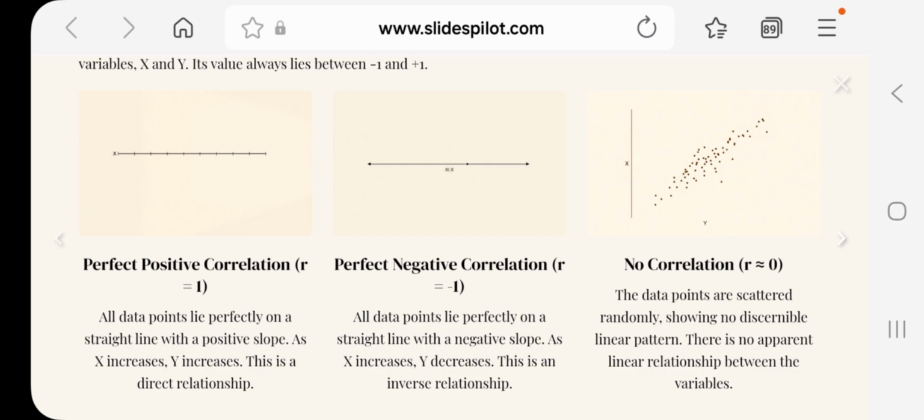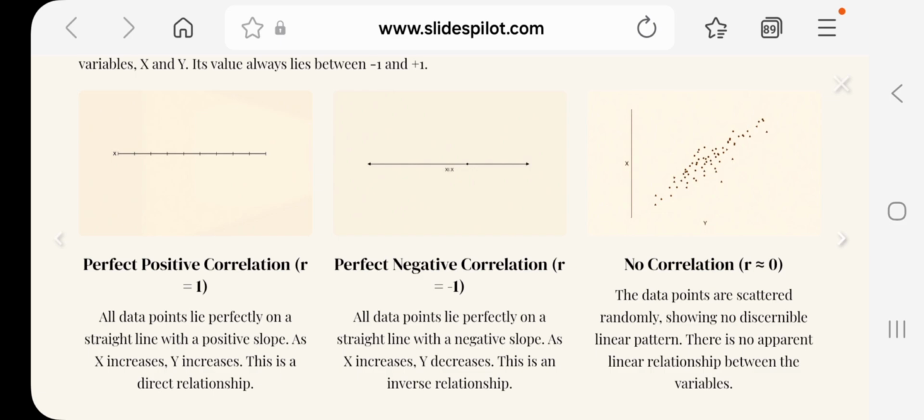Now sometimes there won't be any correlation. Let's say if you have just random points everywhere. In this case, r could be very close to 0 for a situation like that when there's no apparent correlation.